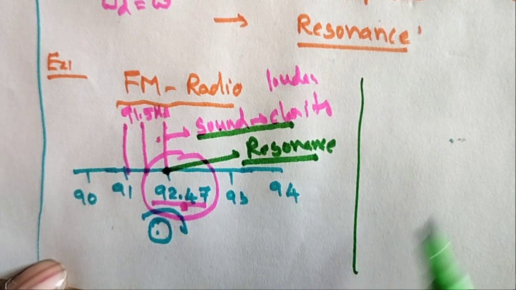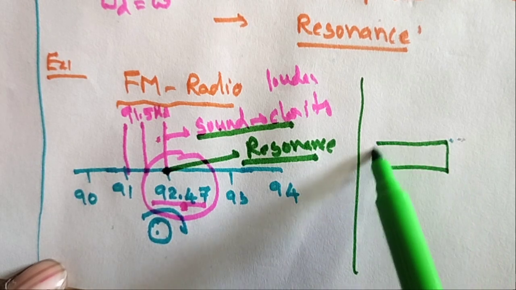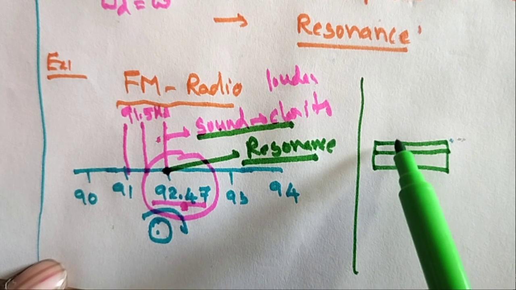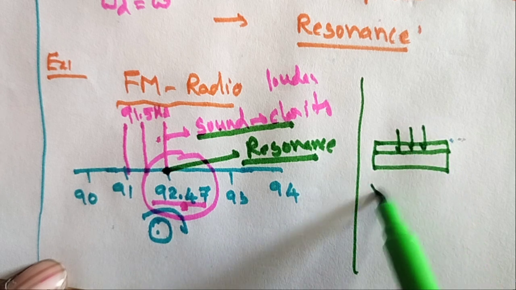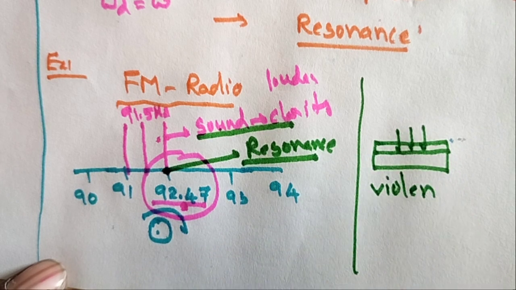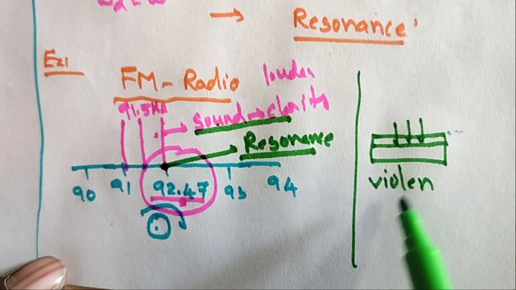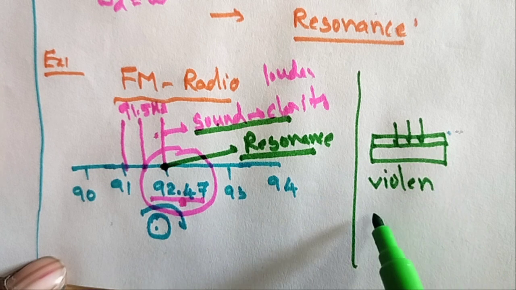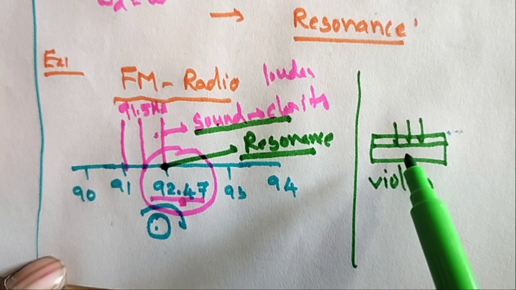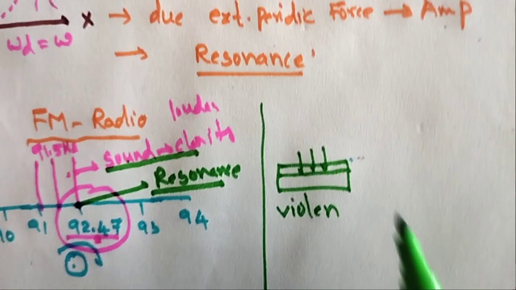And the violin case also. This is one violin. Here one string is there. In the violin case, the string is beaten. So due to forced oscillation, due to resonance, the sound is given. At this point the amplitude is the maximum.